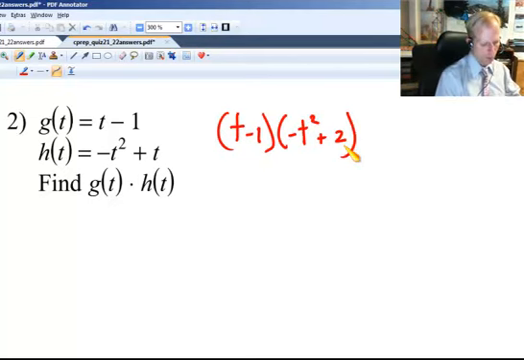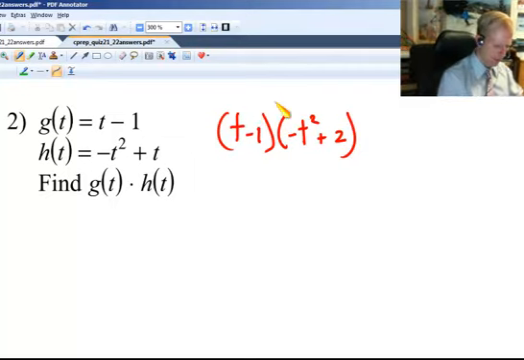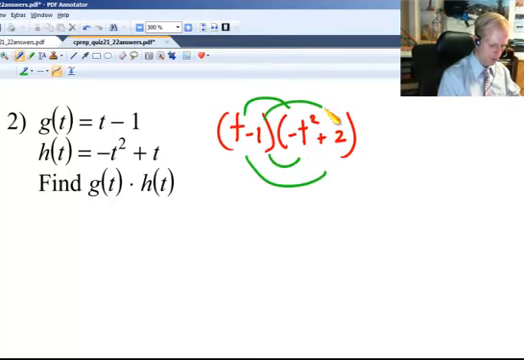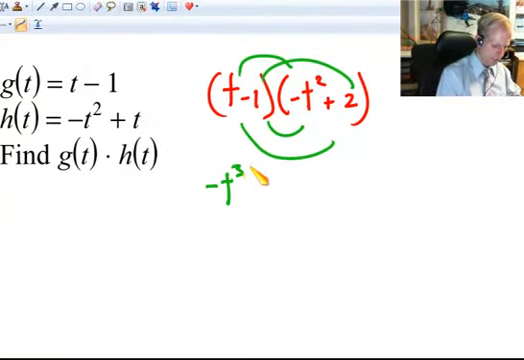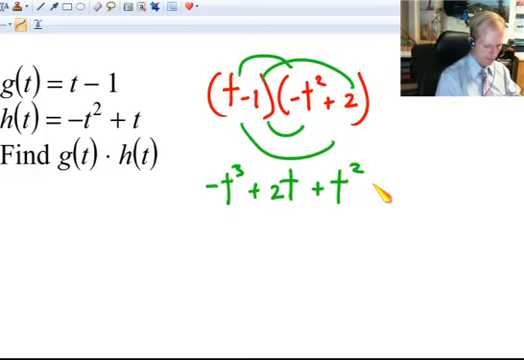Okay, so both of my functions are binomials, so that means I'm going to have to do first, outer, inner, last. So let me do first, outer, inner, last. The firsts give me negative t cubed. The outers give me 2t. The inners give me t squared. And the lasts give me minus t.